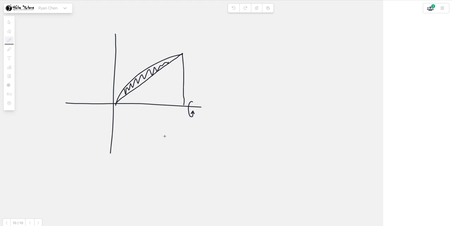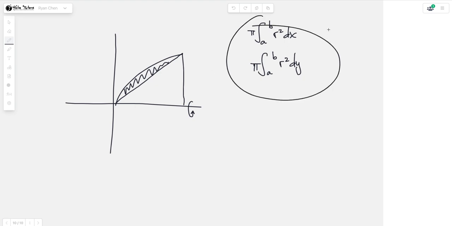Okay, fine. Just a very quick summary of what we had done. The recap is pi integral from a to b of r squared dx, or pi integral from a to b of r squared dy, for the disk method. So this is disk. Let me number them one and two.